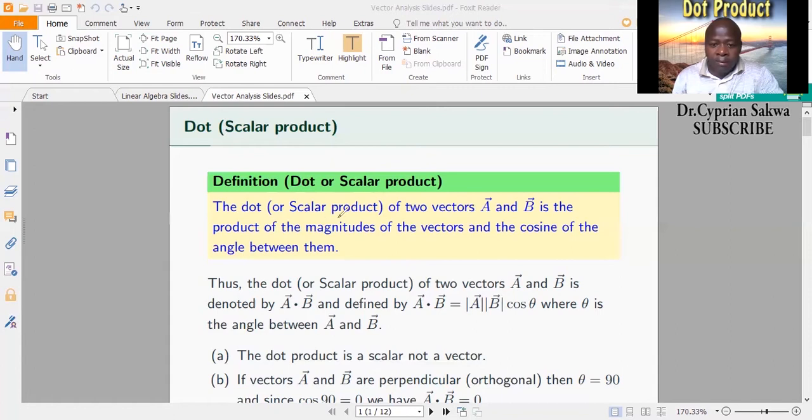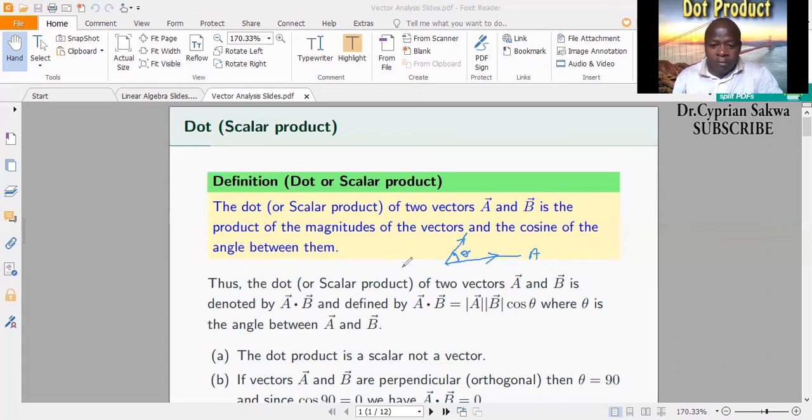The dot product or scalar product of two vectors A and B is just the product of their magnitudes and the cosine of the angle between them. That means if you have those two vectors here, and this is the angle between them, call it theta. Just draw it clearly. So suppose we have this vector A and this vector B. Let me just show that they're pointing in the other direction. And suppose that this is the angle between them.